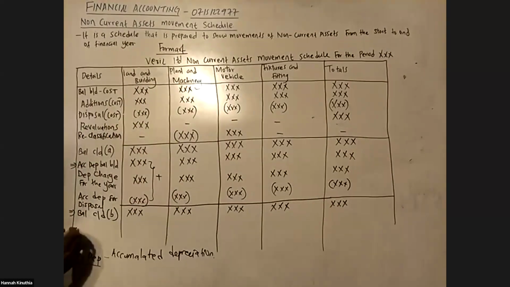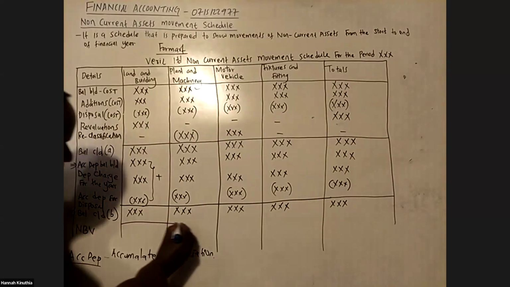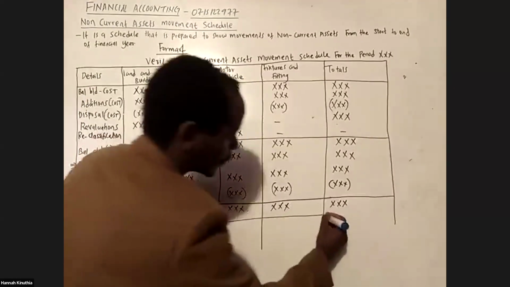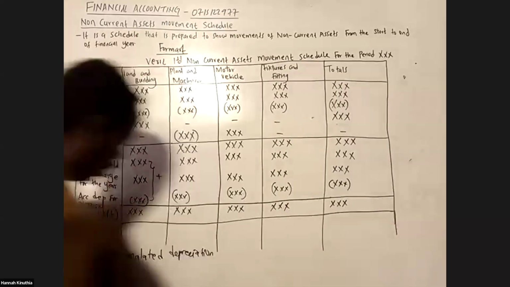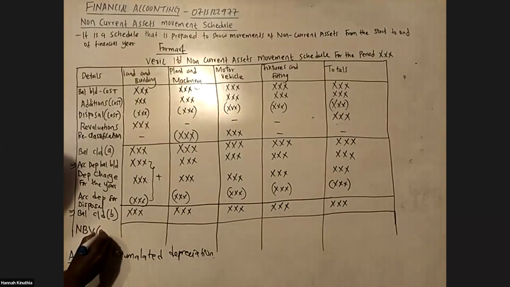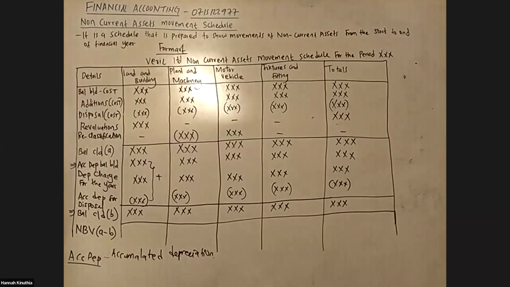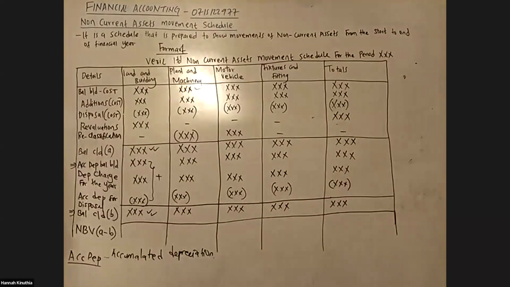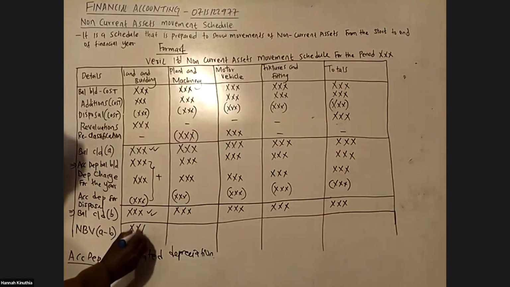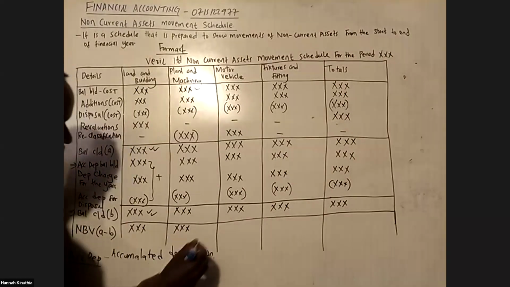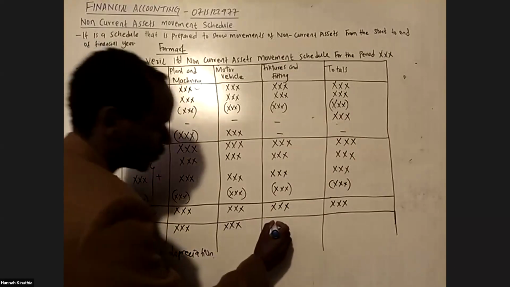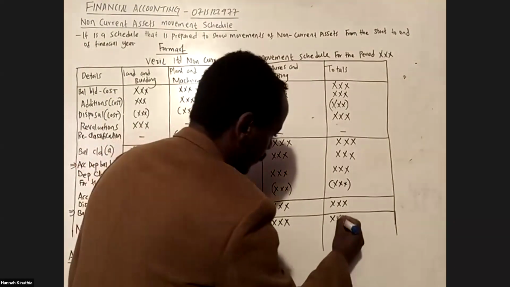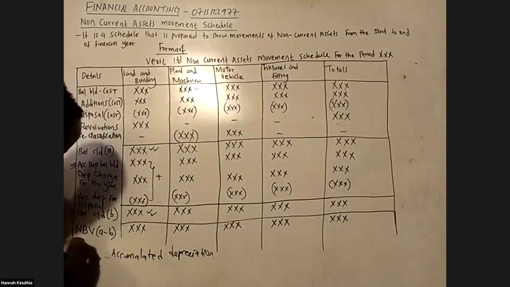Then lastly, you can get now the net book value as the last item. Our net book value is equal to A minus B. A, this one, minus this one. So you shall get it down there. That's good. Now that one marks the end of our schedule.